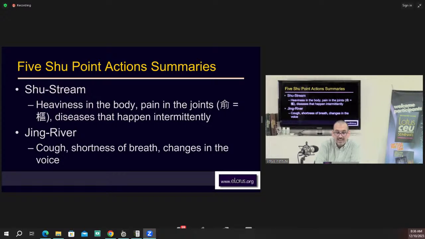Shu stream points treat heaviness in the body, pain in the joints, diseases that happen intermittently. Here in the Chinese, if you can read what it says there, it says shu equals shu. They're homophones. So shu, as in the Shu stream points, equals shu pivot. Why? Because the joints are the areas that pivot, right? Which is why it also is diseases that happen intermittently. They come and they go, because they're there and they're not there. That's also this idea of pivoting.